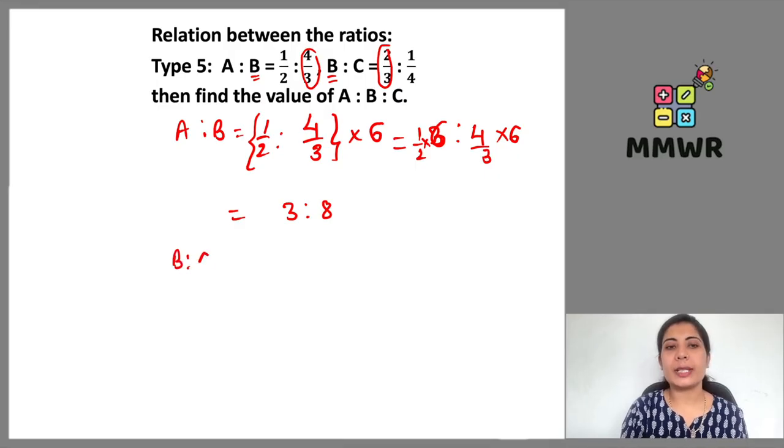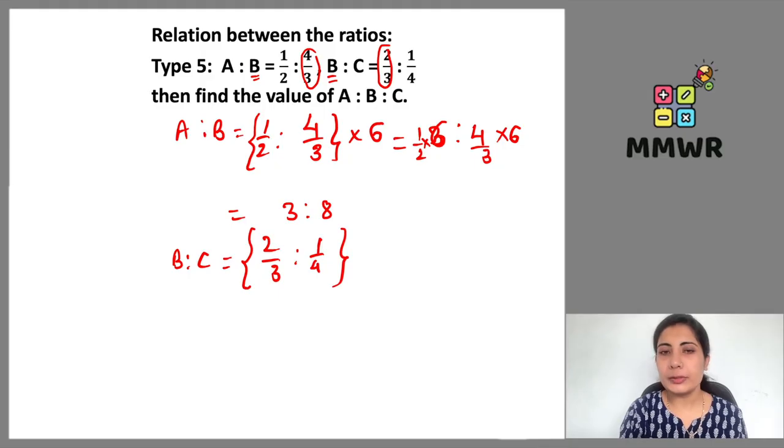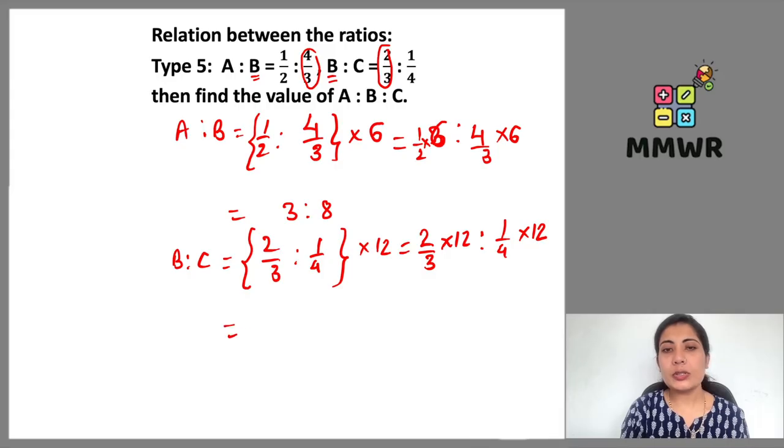Similarly, we can get the ratio of B and C. For that, 2 by 3 : 1 by 4. We simply take the LCM of the denominators 3 and 4, which is 12. So let's multiply 2 by 3 by 12 and 1 by 4 also by 12. This gives me 4 3s are 12, 4 2s are 8, and 3 4s are 12. Look, automatically we got the same number in place of B, the value for B here and here.